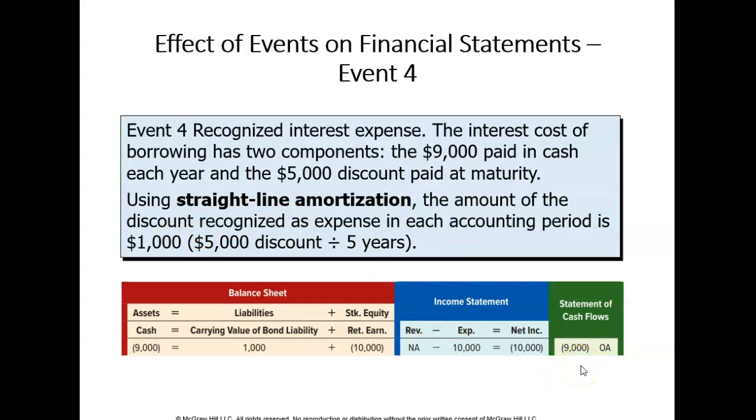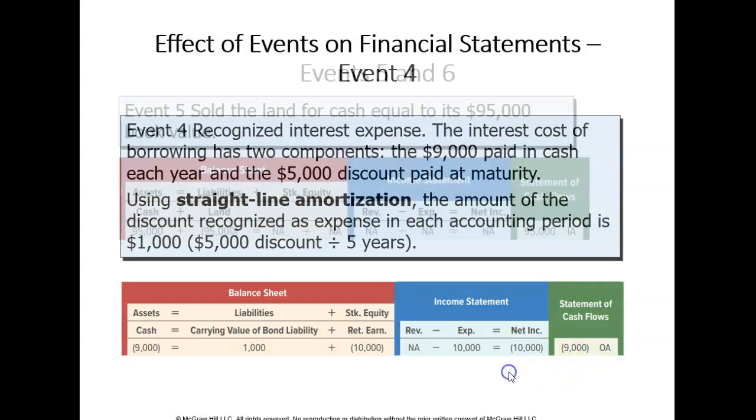On your statement of cash flow, the actual cash outflow is $9,000 for the payment to the bondholder, shown as an operating activity.